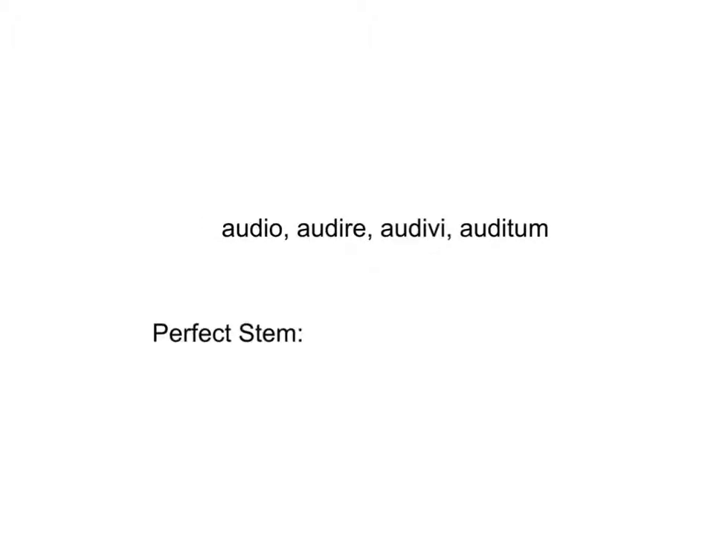First things first, hopefully you know the drill. We're going to choose the proper principal part to build this off of. So let's use the word audio, audire, audivi, auditum, which means to hear. And so we're going to choose the third principal part. That's the appropriate principal part that we want. We're going to knock that I out, and that will give us our perfect stem, audiv.